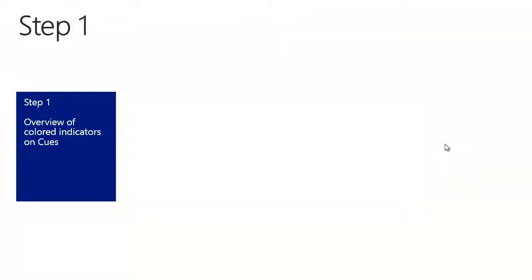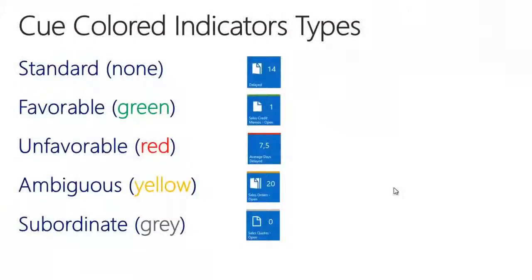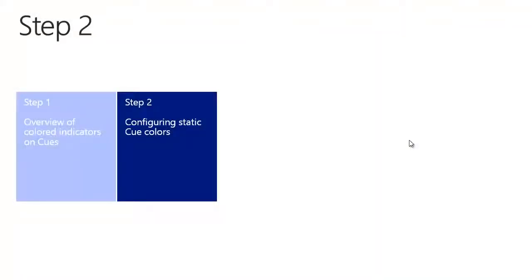In the first step, I want to introduce you to the queue colors. Now we can configure the queue to display a bar along its upper border that changes color based on the value of data in the queue. We can use 5 different colors: standard as no color, favorable as green, unfavorable as red, ambiguous as yellow, and subordinate as gray. In my second step, I will describe how you can configure static queue colors.